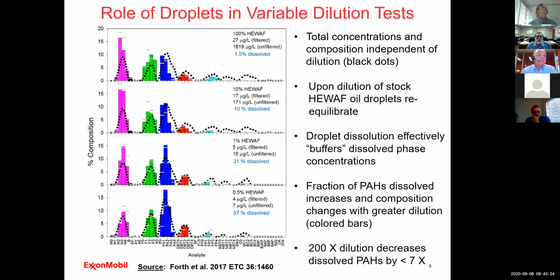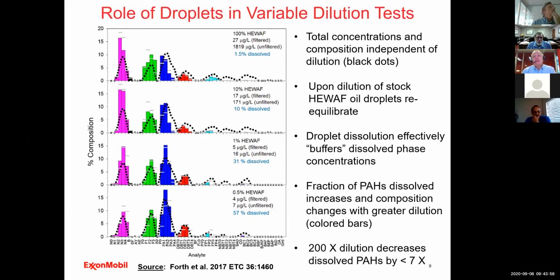And again, same setup as the previous slide, the percent composition of the different 50 PAHs, and the x-axis indicates the individual PAH analytes. So what you see from these data is that the total concentrations and composition is independent of dilution. That's the black dot. So the total concentrations, right, they're going to dilute directly with the amount of dilution. However, upon dilution of the stock high-energy WAF, oil droplets then re-equilibrate.